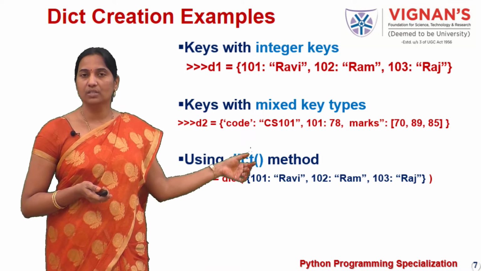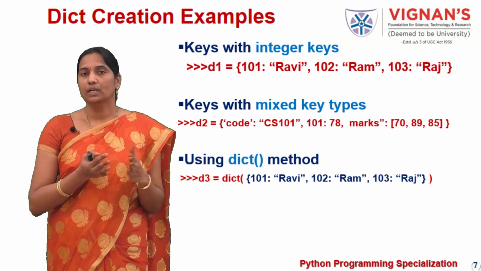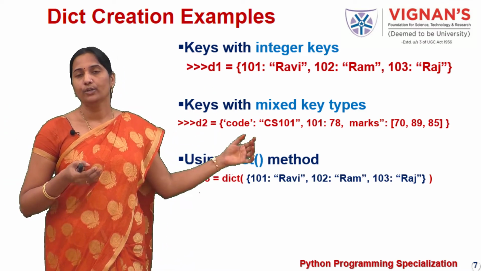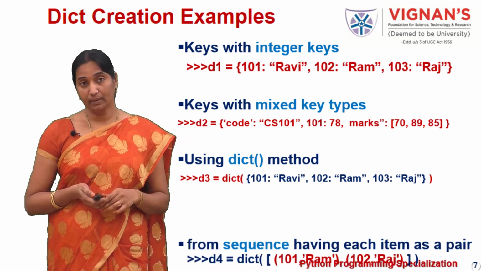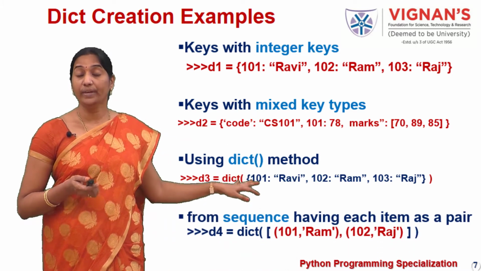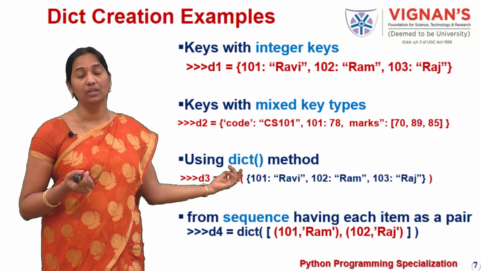So you can use the dict method to create the dictionary as well. Here, whatever list of elements you want to create, enclose them in curly braces and pass that as an argument to the dict method, so that you are creating the dictionary D3. Now let's see how we can create a dictionary using a sequence as an argument to the dict method.